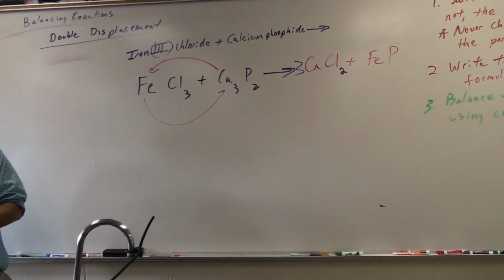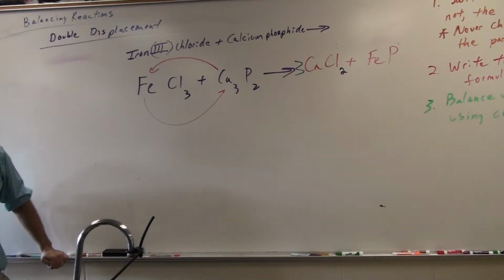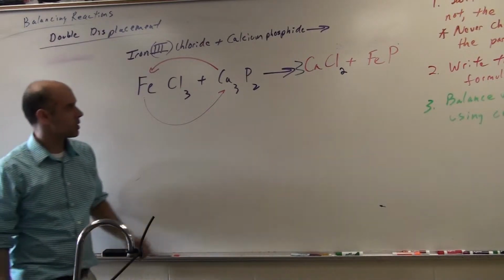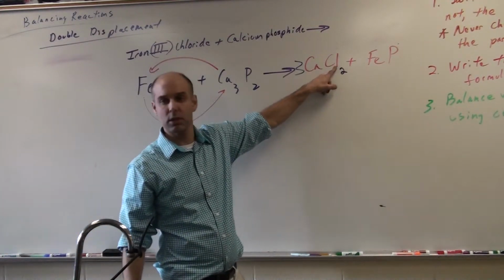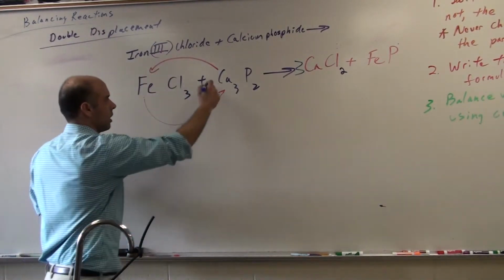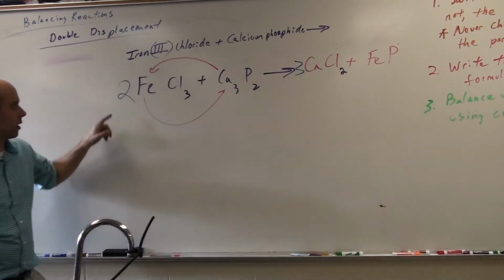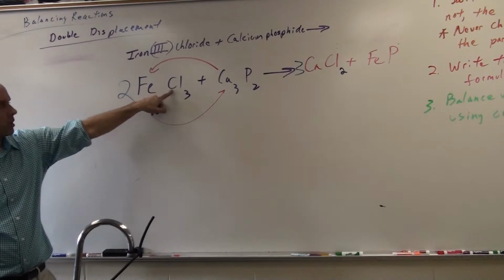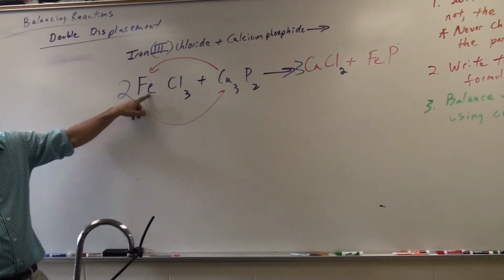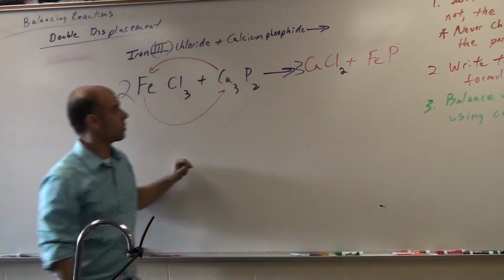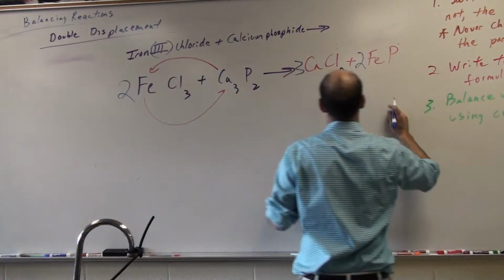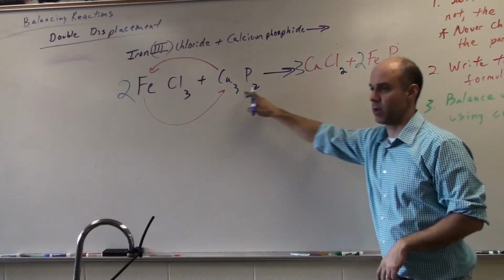All right. What does that do to my chlorines now? 3 times 2 is 6, so I'm going to need a 2 there. 2 times 3 is 6. What does that do to my iron? Now I've got 2 irons, so I'm going to need a 2 there. You have 2 P's over there, so it's fine. 2 P's over there, and it's fine.